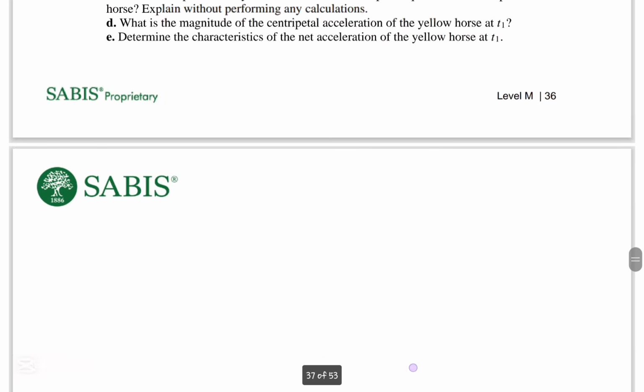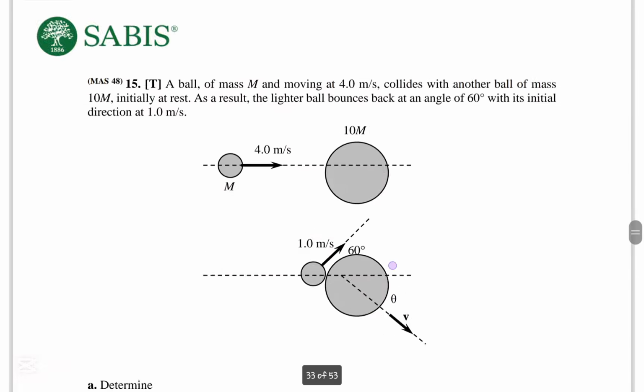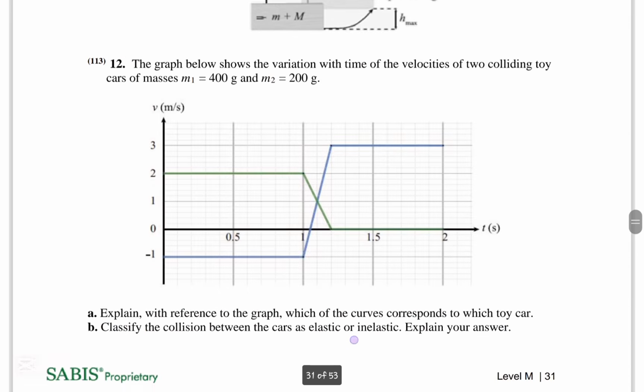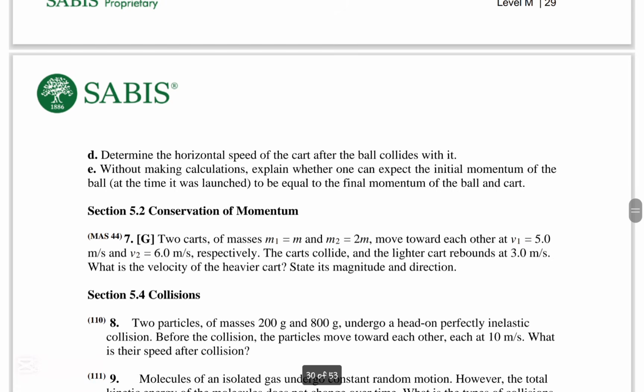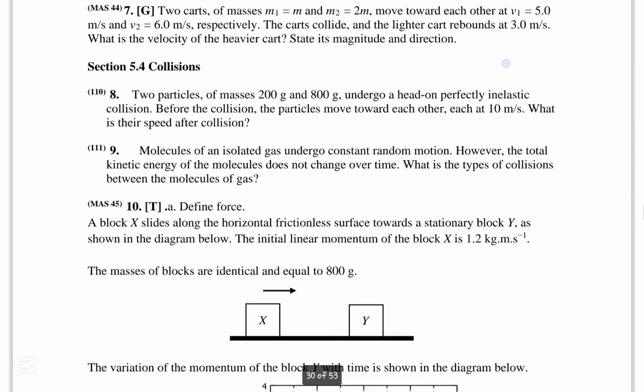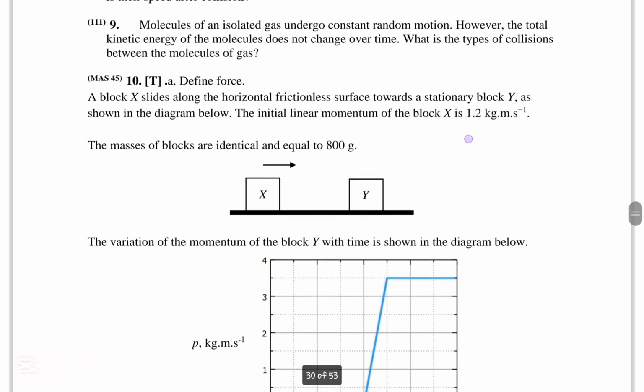Okay, here's the page. Here's 5.4. So the velocity of the heavier cart, we found it to be minus 4 meters per second. The magnitude is 4 meters per second, and the direction is the same as how it was initially moving. Because it started as minus 6, it's still minus 4, so they're both in the end moving in the same direction. So now we'll move on to questions 8, 9 and 10.